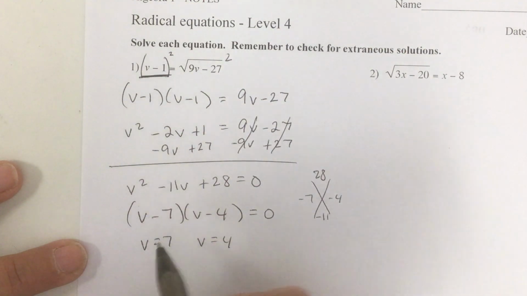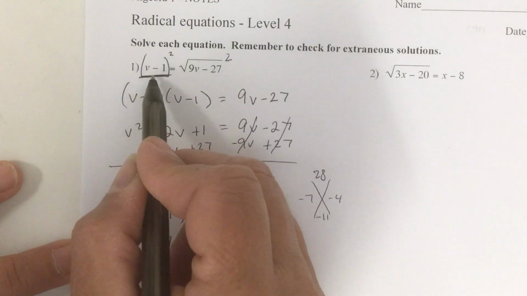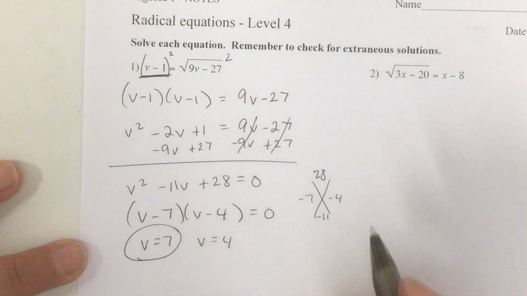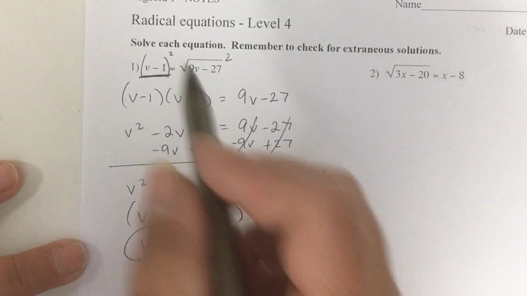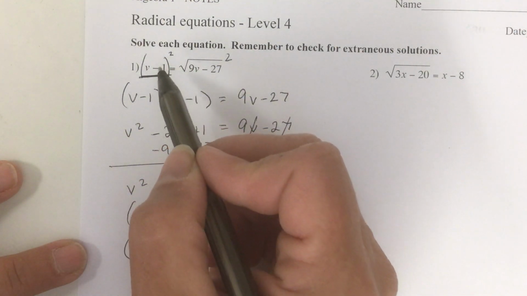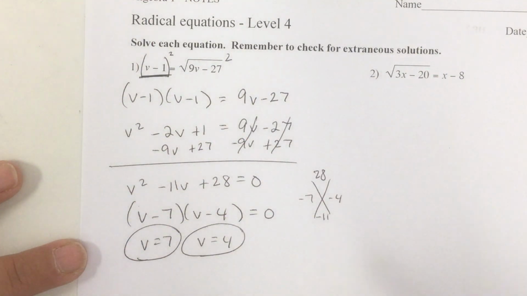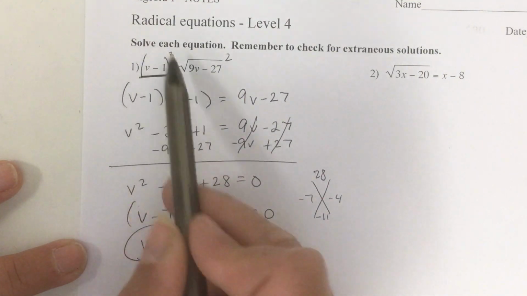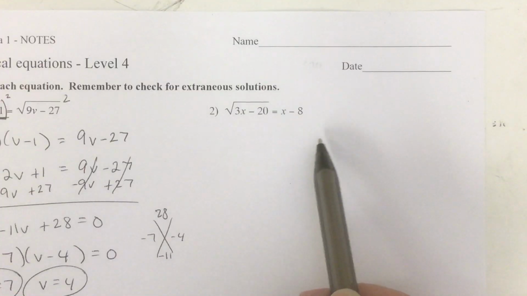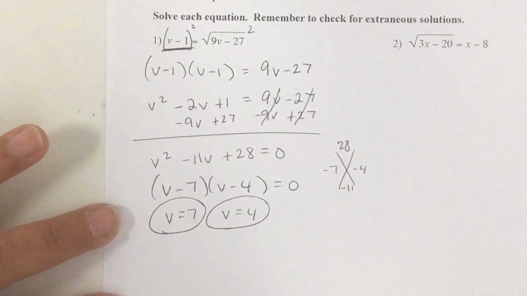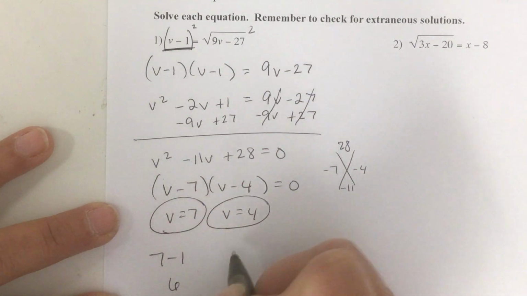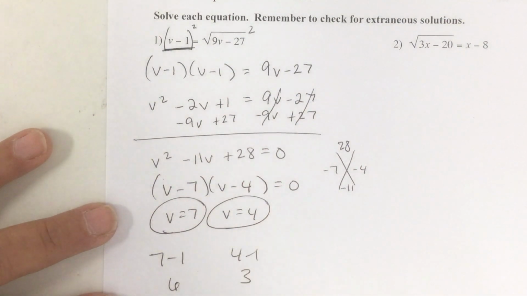So if you plug in 7 for v, you get 7 minus 1, which is 6. 6 is positive, so the 7 works. You plug 4 in, you get 4 minus 1, which is 3. 3 is positive, so the 4 works. It's not that the 7 and the 4 are positive. It's that when you plug them into the left side of the equation, or the side without the square root, over here on this one it'll be the right side of the equation, if you plug it into the side that doesn't have the square root, you get a positive number. 4 minus 1 gives you 3.